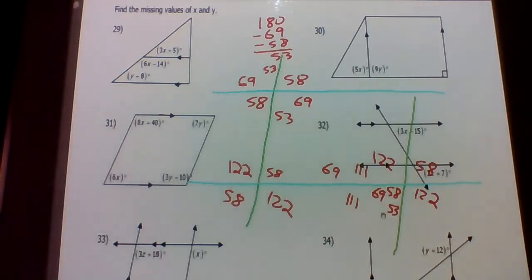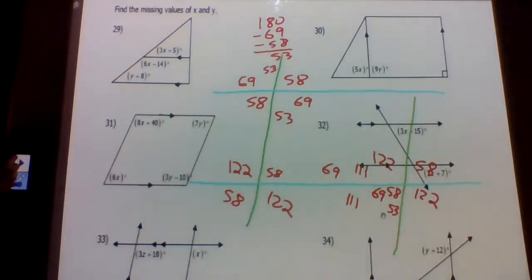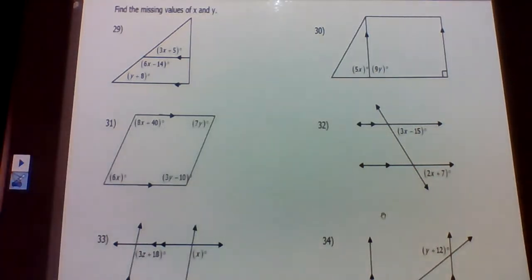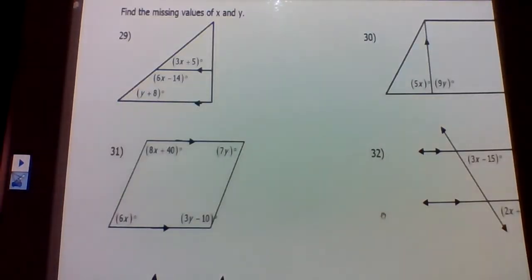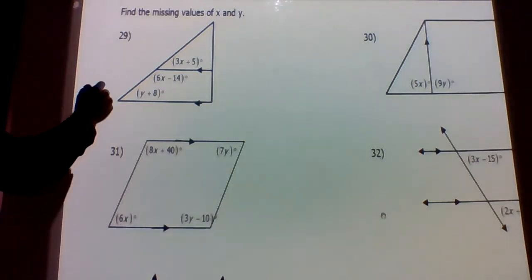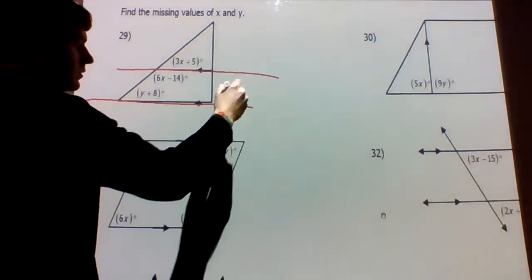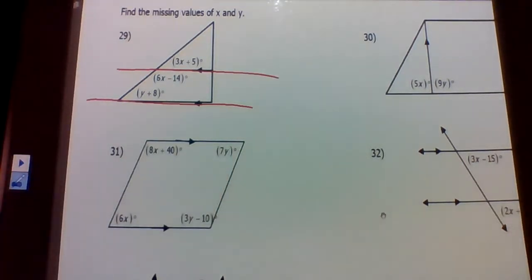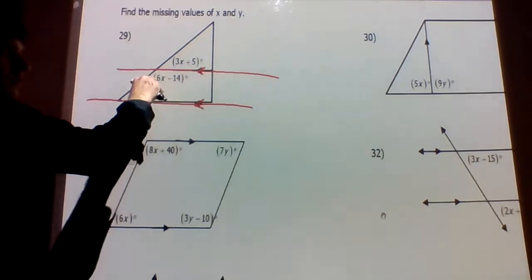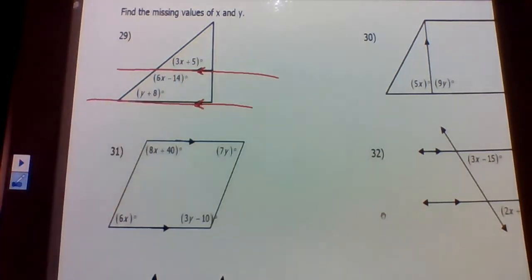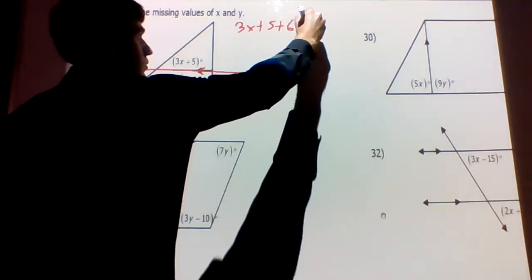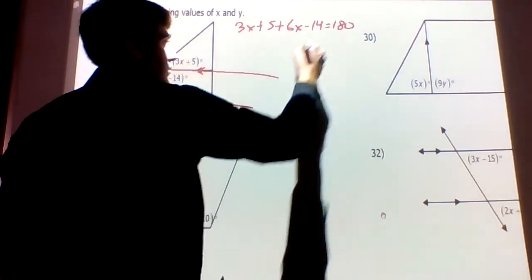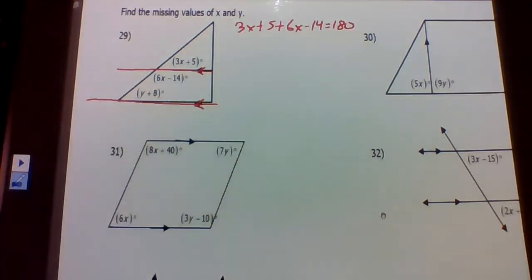Okay, the next one, we want to find the values of x and y. Okay, we can zoom in probably a little. So here we have two parallel lines. These arrows tell us they're parallel. These are a linear pair. We know linear pairs are supplementary, so they add up to 180. So we can do 3x plus 5 plus 6x minus 14 equals 180. We can solve for x.